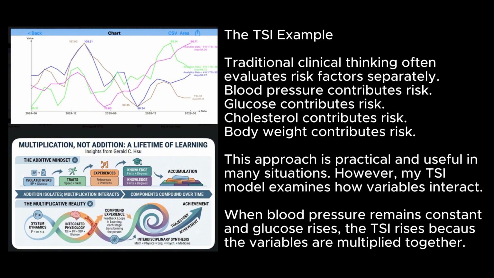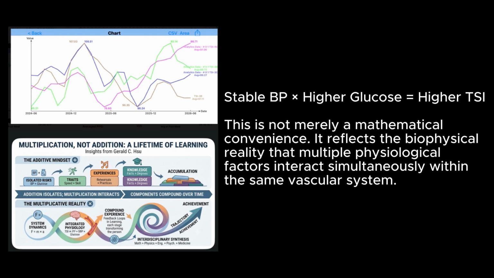The TSI example. Traditional clinical thinking often evaluates risk factors separately. Blood pressure contributes risk. Glucose contributes risk. Cholesterol contributes risk. Body weight contributes risk. This approach is practical and useful in many situations. However, my TSI model examines how variables interact when blood pressure remains constant and glucose rises. The TSI rises because the variables are multiplied together. Stable BP times higher glucose equals higher TSI. This is not merely a mathematical convenience. It reflects the biophysical reality that multiple physiological factors interact simultaneously within the same vascular system.